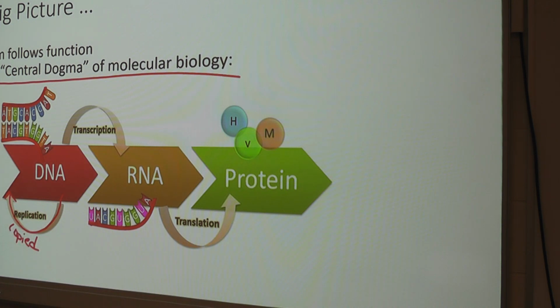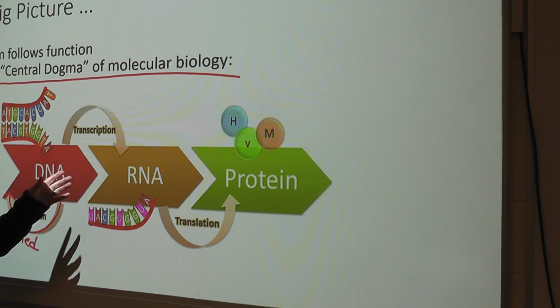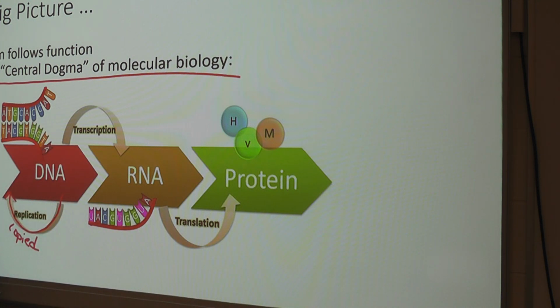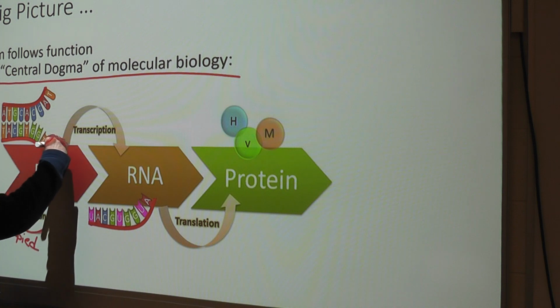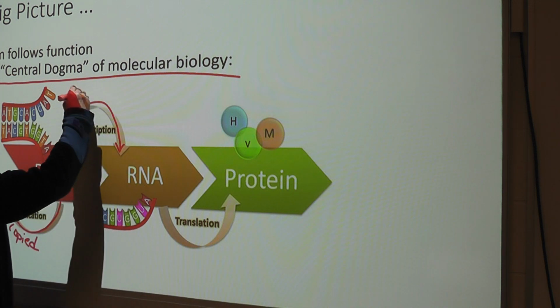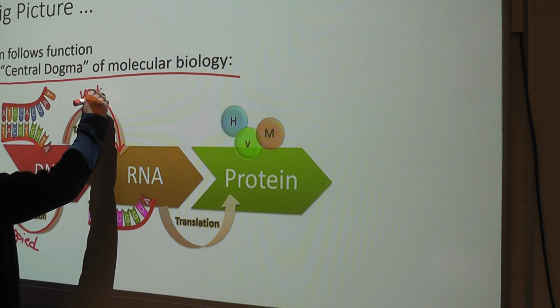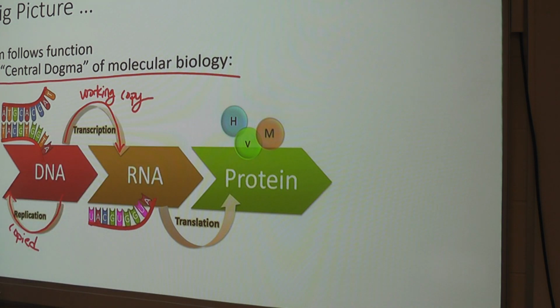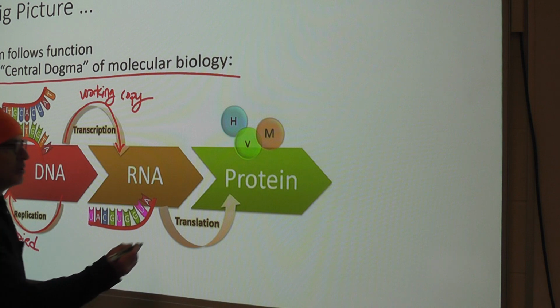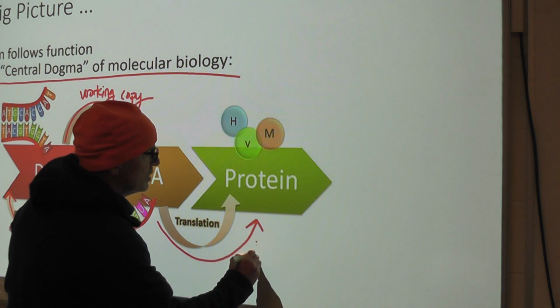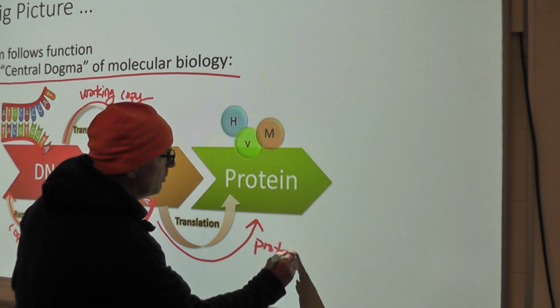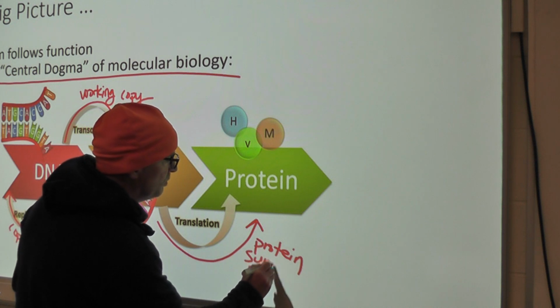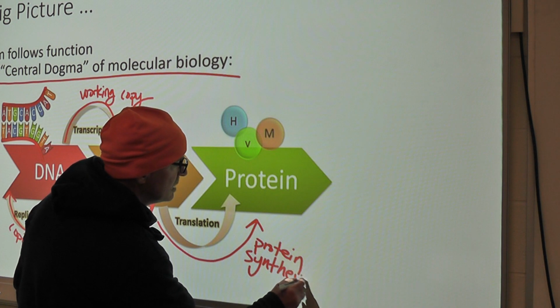And then we're going to talk next week about the other two parts of the central dogma. One is called transcription, where we have a working copy made of the genetic information in DNA. And the other is called translation, which is where we actually get proteins made. That process is called protein synthesis.